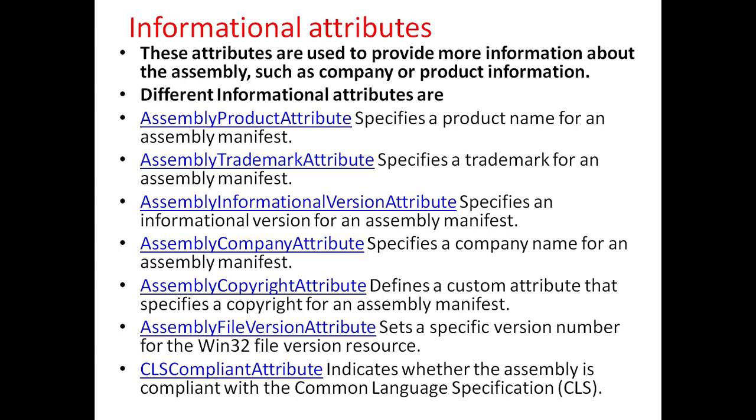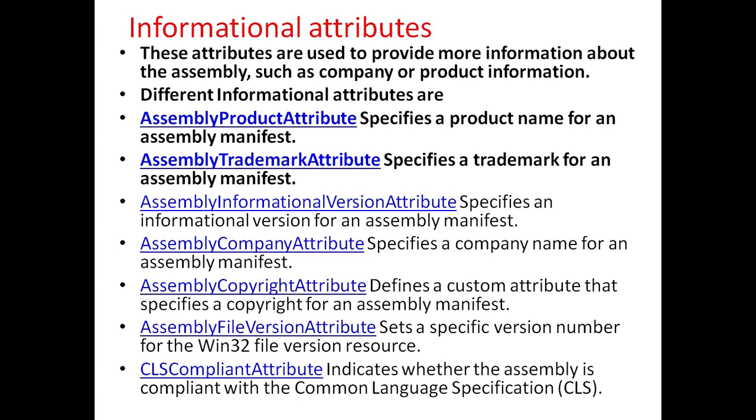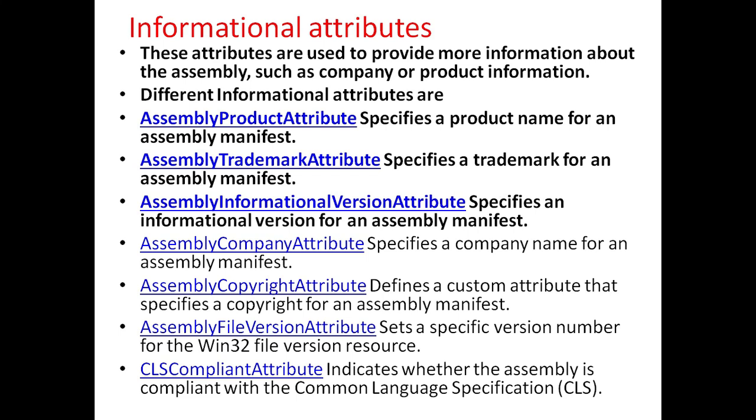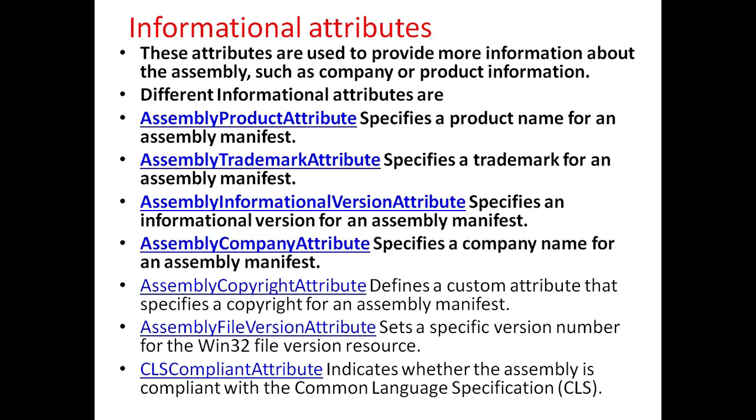Different informational attributes are assembly product attribute, which specifies a product name for an assembly manifest. Assembly trademark attribute, which specifies a trademark for an assembly manifest. Assembly information version attribute, which specifies an informational version for an assembly manifest. Assembly company attributes, which specifies a company name for an assembly manifest.